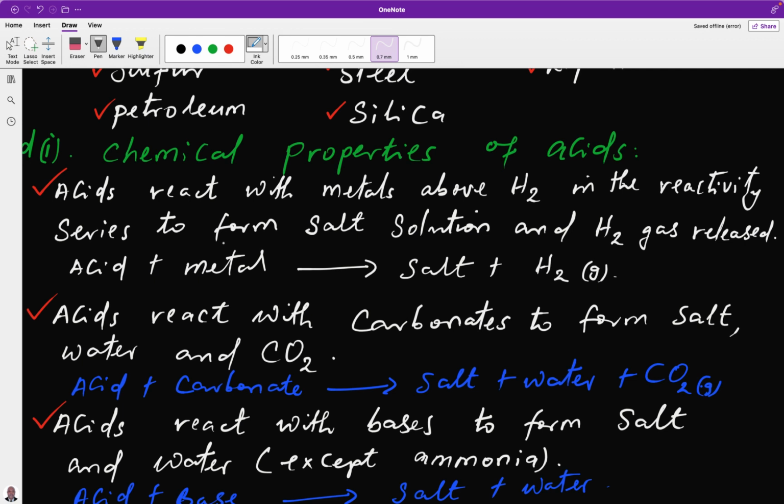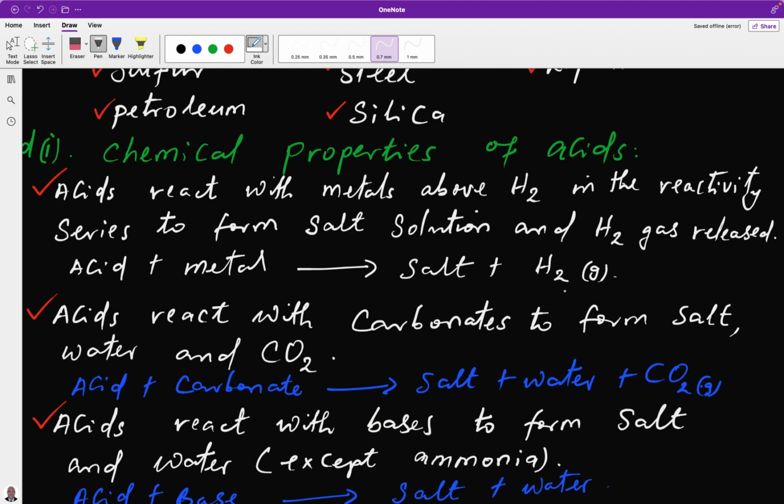They react with metals that are above hydrogen in the reactivity series to form a salt solution and hydrogen gas being released. So acids react with metals above hydrogen, metals that are higher up in the reactivity series than hydrogen. They will react with them to produce salt and hydrogen gas.